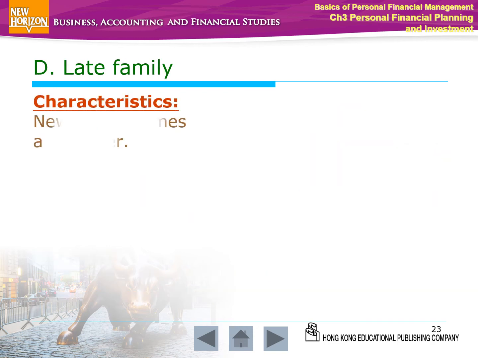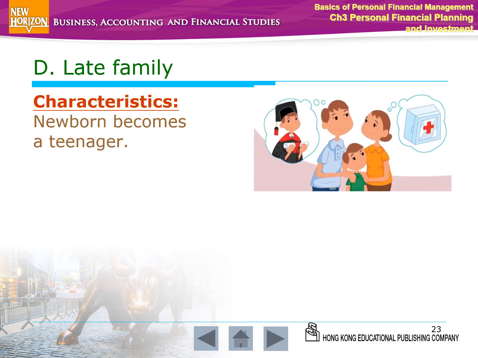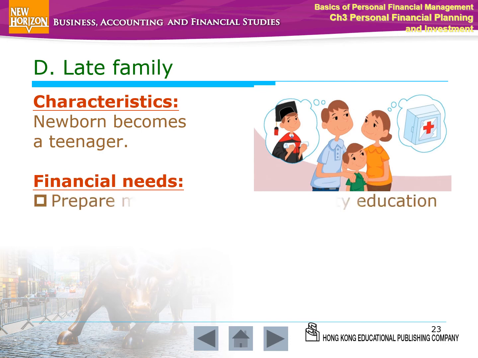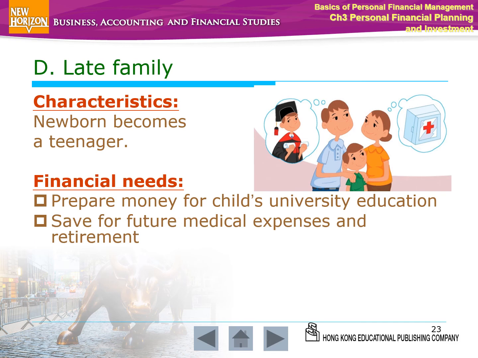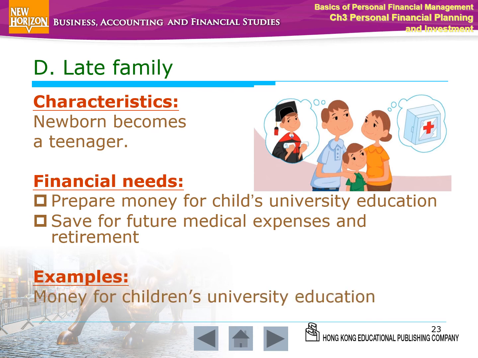About late family, the characteristic is the newborn baby has become a teenager, just like the picture. It has grown up. The financial needs are different because the children do not need much expense for junior education, but you have to prepare money for his or her university education. As well, you have to save more for future medical expenses and retirement because you're getting old now. Examples, you have to prepare for children's university education.